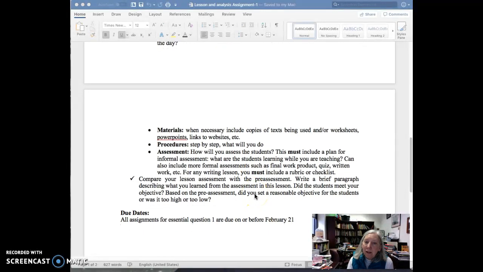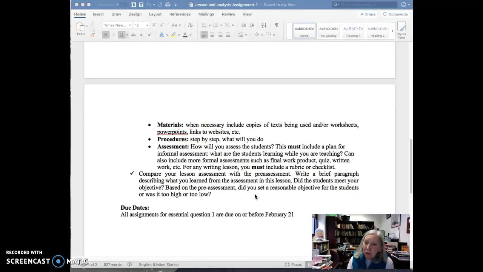Okay, so then the final thing that you'll do is you'll compare the lesson assessment with the pre-assessment. So you'll have some data on what the kids know already, and then you'll get some kind of assessment from the lesson, and you'll compare those two pieces of assessment. And you'll write a paragraph describing what you learned from the assessment in this lesson.